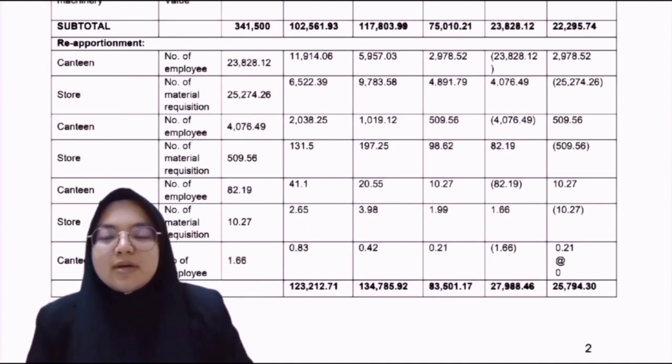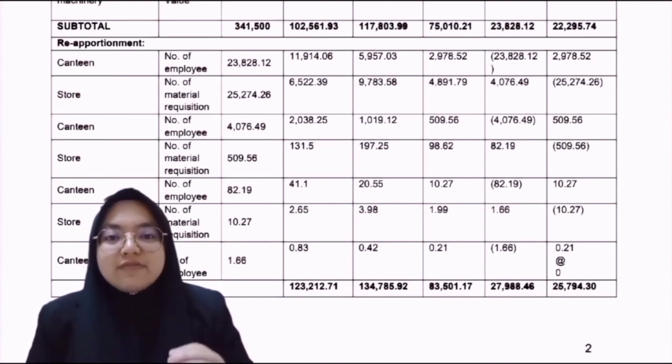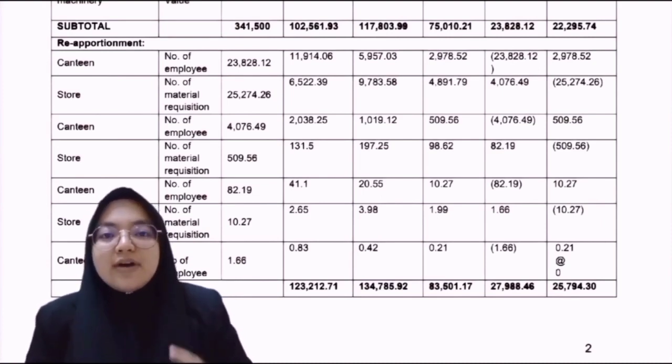After we calculate the last department, which is the store, the answer needs to be added with the store subtotal from the apportionment, which is 22,295 ringgit 74 cents. The amount becomes 25,274 and 26 cents. And just like the canteen, we need to know the basis of store, which is the number of material. We need to divide the basis value of 800 by the total of 3,100 and multiply by 25,274 and 26 cents. This calculation will be repeated until we get the final answer, which is 0 or a value that can no longer be divided for each department. After that, we need to add the value of the canteen and store for each department to know their total.